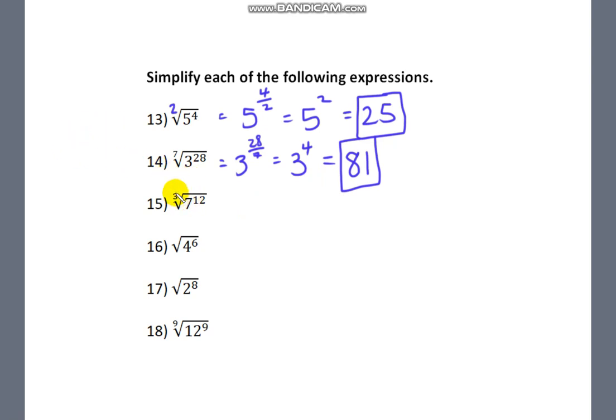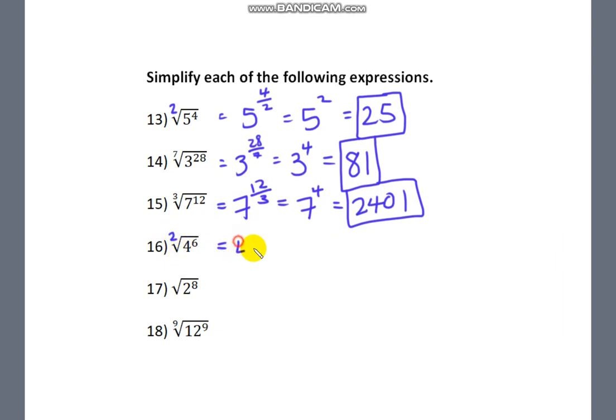The cube root of 7 raised to the 12th power. If we rewrite this, this is 7 raised to the 12 over 3. 12 divided by 3 is 4. So we're dealing with 7 raised to the 4th power. So we're doing 7 times 7 times 7 times 7, and I'm using a calculator. This is 2,401. Okay?